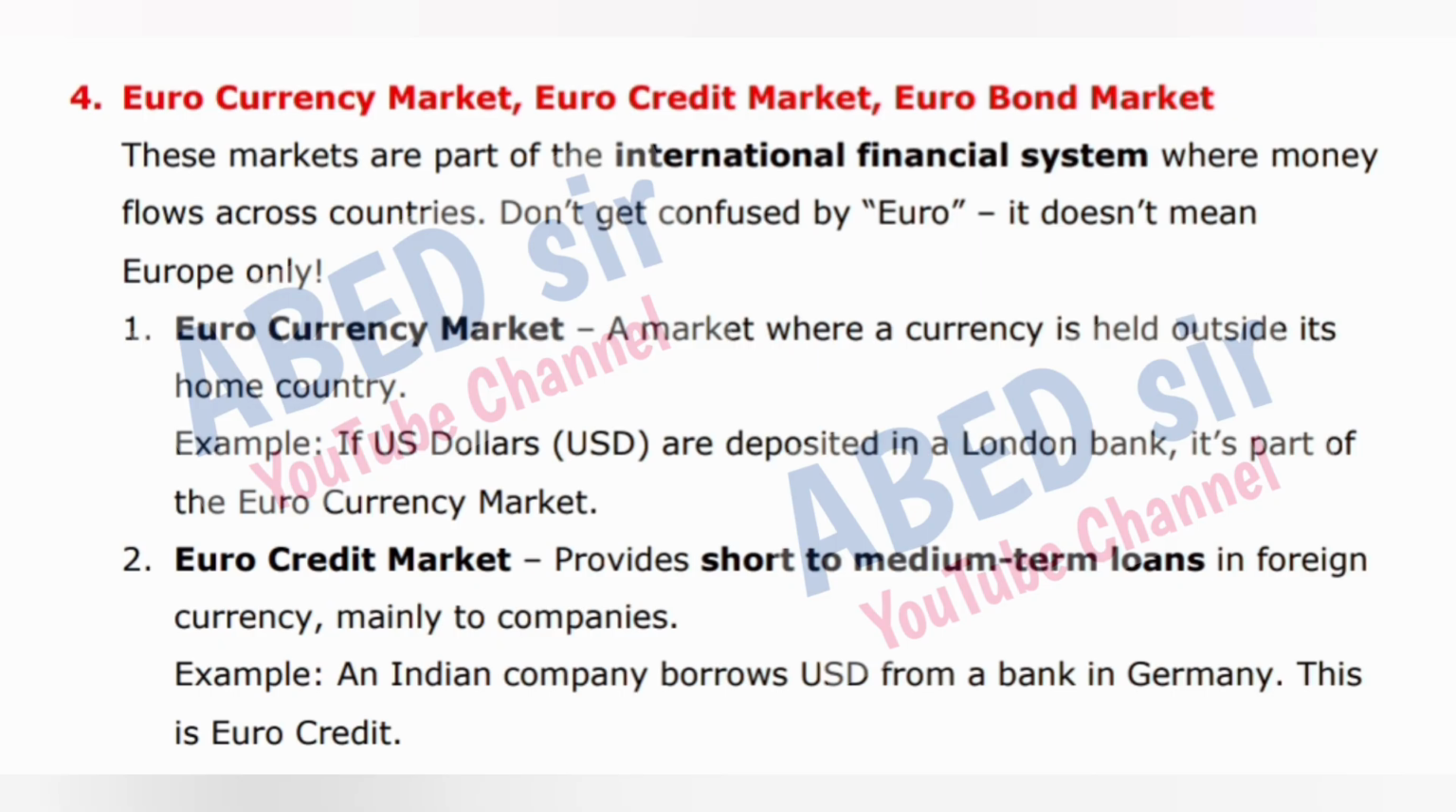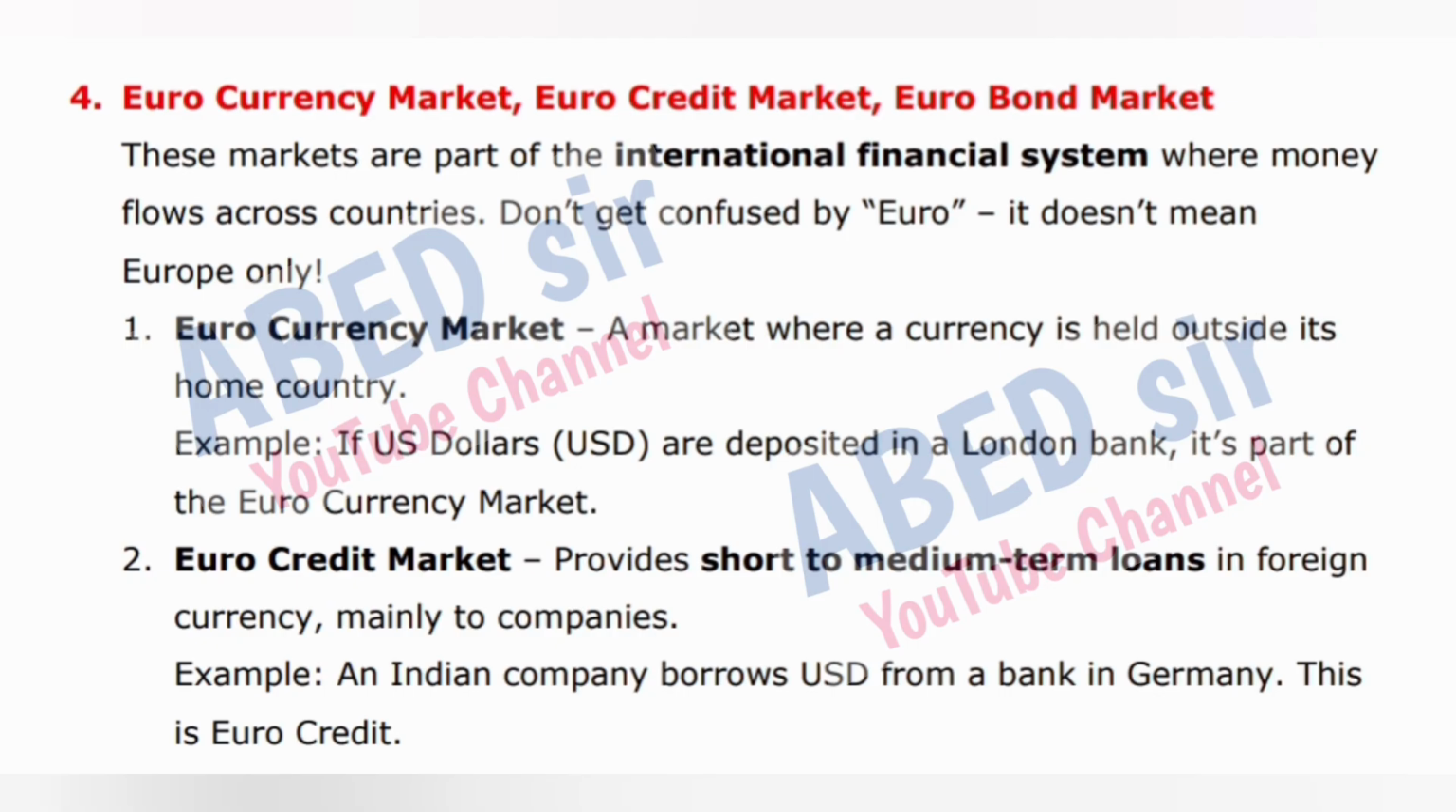Euro currency market, Euro credit market, Euro bond market. These markets are part of the international financial system where money flows across countries. Don't get confused by euro, it doesn't mean Europe only. 1. Euro currency market, a market where a currency is held outside its home country. Example, if US dollars, USD, are deposited in a London bank, it's part of the euro currency market.